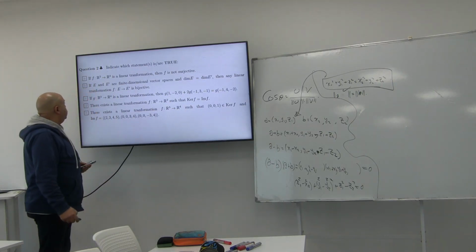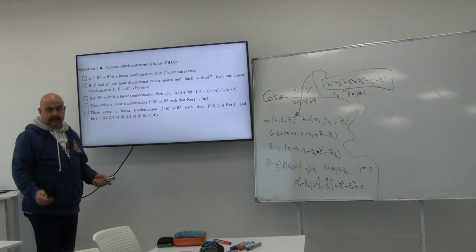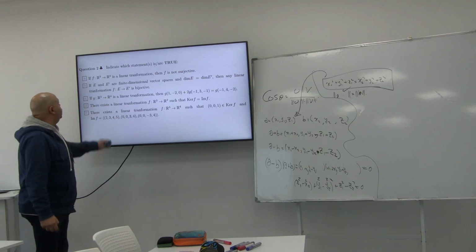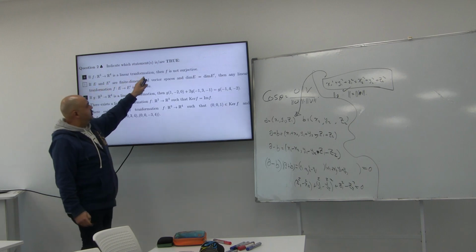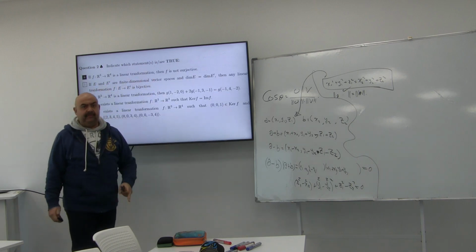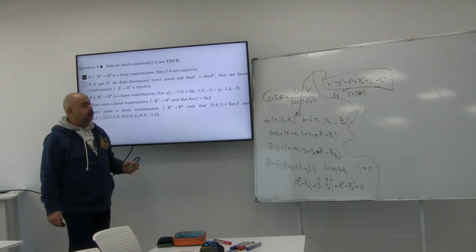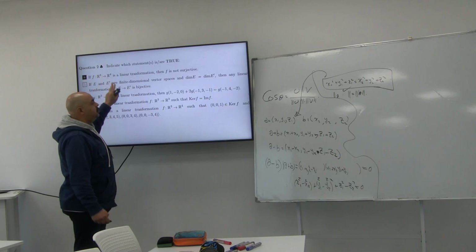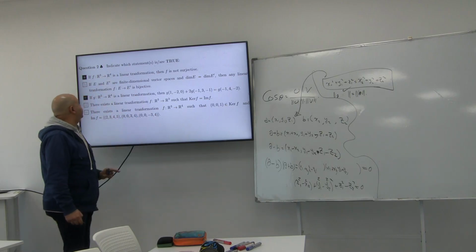For question number 2, he's asking you to indicate which statements are true or false. He's giving you F from R3 into R4 as a linear transformation, then F is not surjective. This is a question about the dimension issue. In order to be surjective, the dimensions should be the same. So the first one is not surjective, this is for sure.